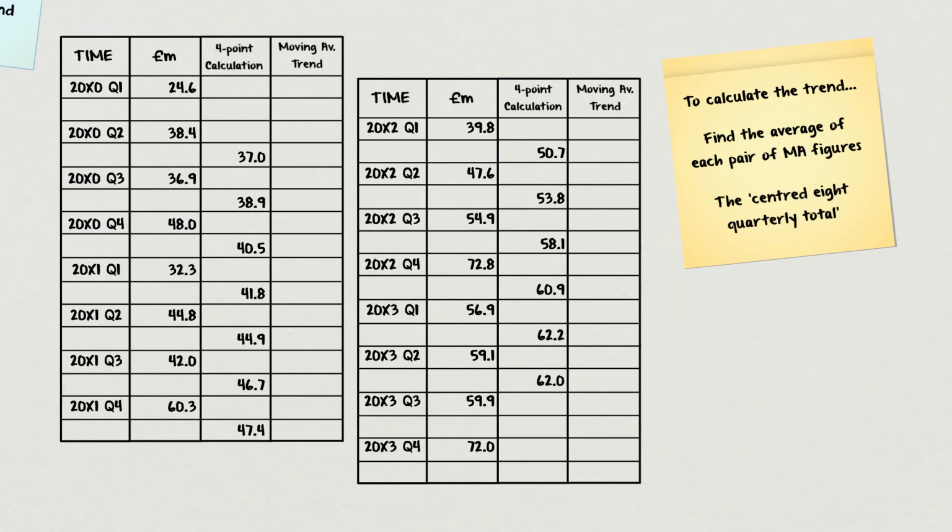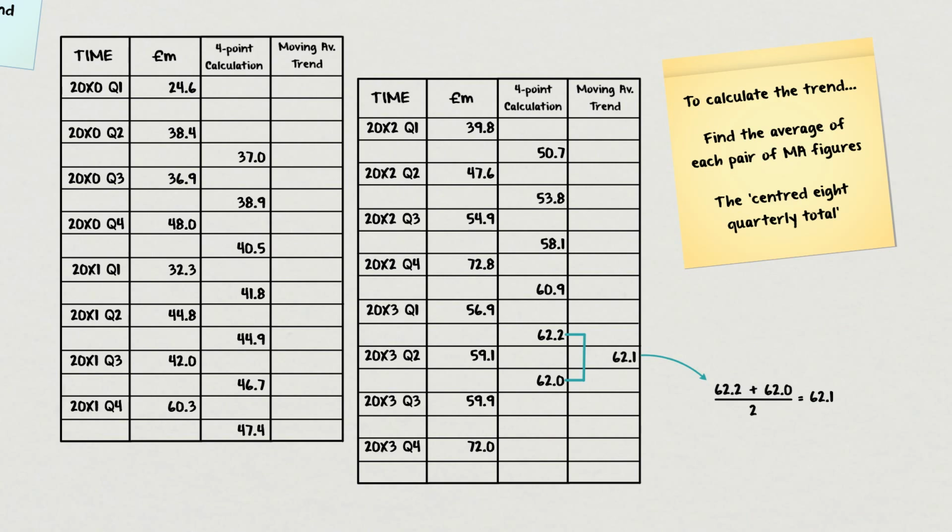And this is sometimes known as the centered eight quarterly total. Not using eight different quarters, but we are using eight quarters in the calculation. So for example, let's say that we are calculating the average of these two figures here. This particular figure was calculated using these four quarters here, and this figure was calculated using these four quarters, hence the name of the centered eight quarterly total. So let's calculate the average now by taking these two moving average figures, 62.2 million plus 62 million divided by two gives us an answer of 62.1 million.